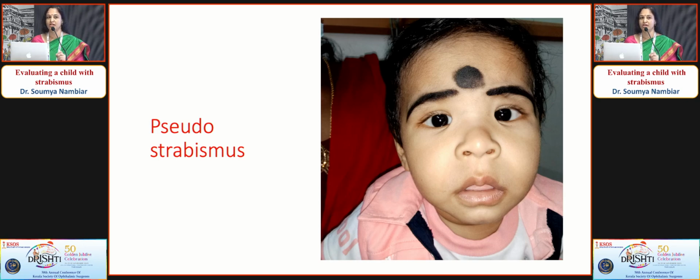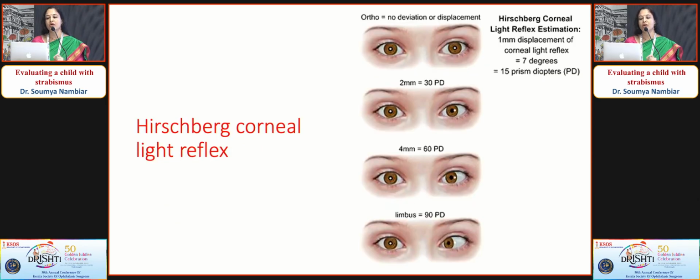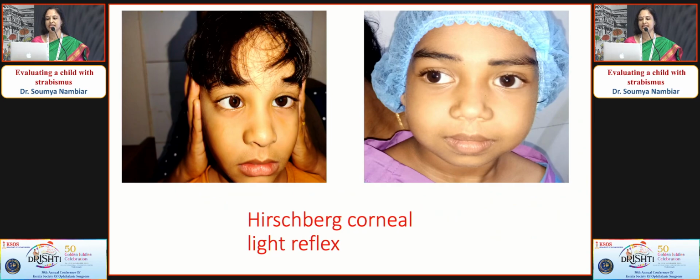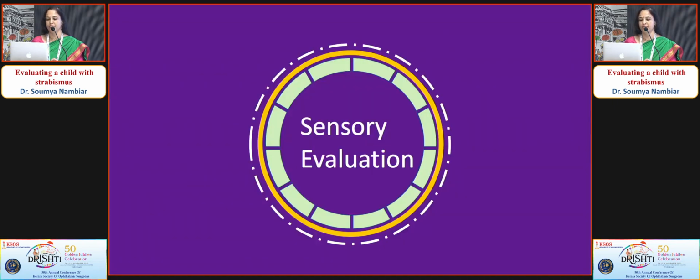Pseudostrabismus is one very common condition which can be confused for true strabismus. This can be very easily differentiated with your corneal light reflex test. You can see that it is central, and a simple pinch test can also show it. You can explain to the parents that it's actually not a true strabismus. A Hirschberg corneal light reflex will help in detecting the amount of strabismus present in a child who is not cooperative. In this case, you can see the reflex falling at the pupillary area. So you can approximately tell that there is around 30 prism diopters of deviation of ESO or EXO in each case. A modified Krimsky test will help in quantifying the deviation.